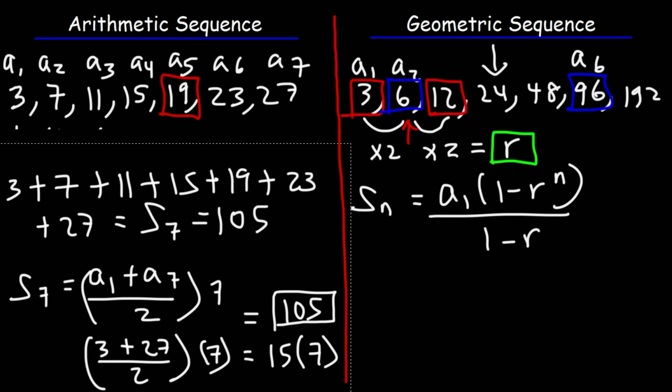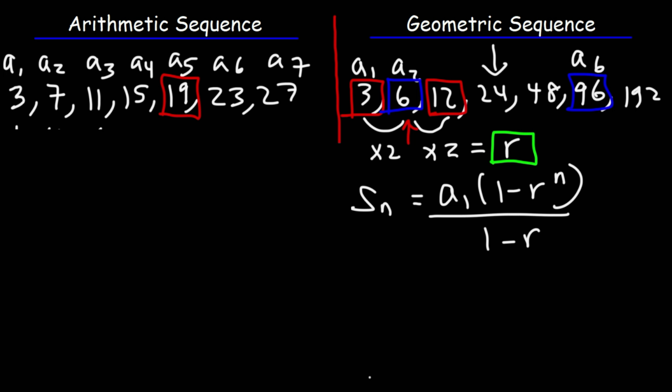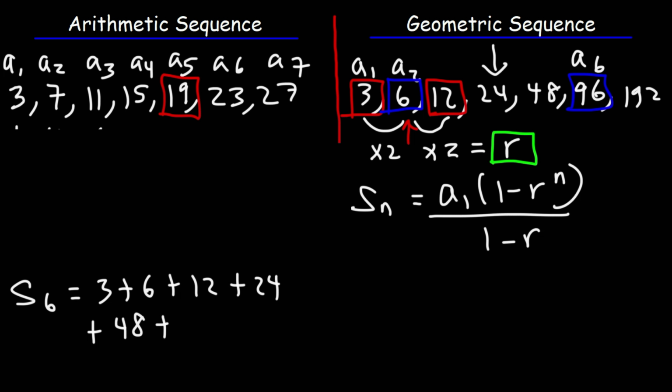Now let's do the same thing with a geometric sequence. So let's get the sum of the first 6 terms, S sub 6. So this is going to be 3 plus 6 plus 12 plus 24 plus 48 plus 96. So we're adding the first 6 terms. Now, because it's not many terms we're adding, we can just simply plug this into our calculator, and we'll get 189. But now let's confirm this answer using the formula.